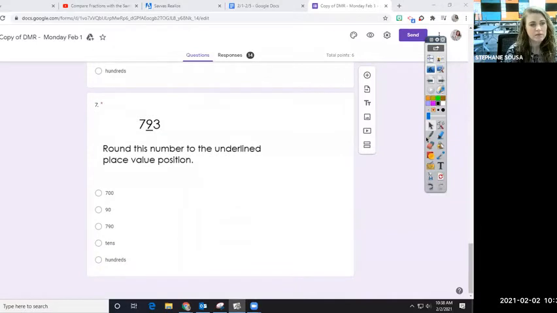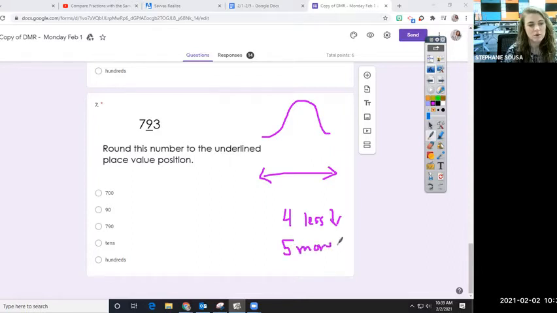And finally, round this number to the underlined place value. We can use our rounding roller coaster. We can use a number line. We can use a rhyme, 4 or less, give it a rest, 5 or more, raise the score. We have a 9 in the tens place that is underlined. The ones are going to tell that 9 what to do. That is a 3, which is 4 or less, so we will give it a rest down. 3 is also closer to the smaller side of a number line and would go backwards on a rounding roller coaster.